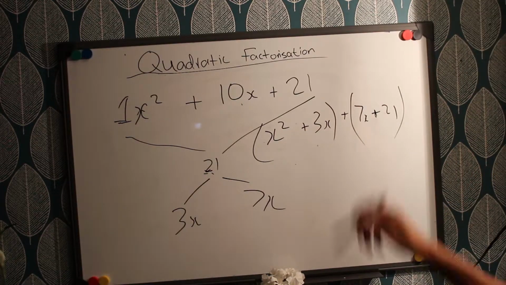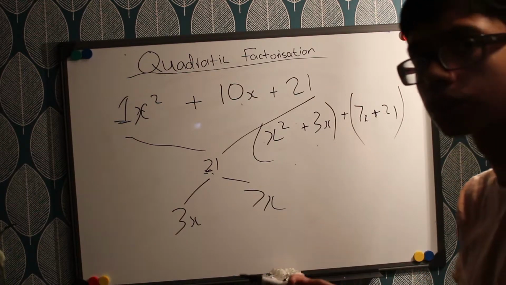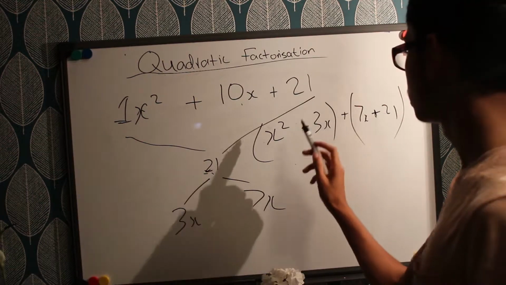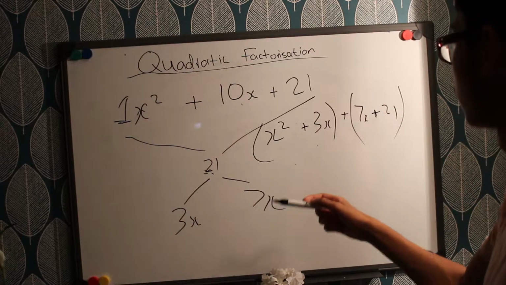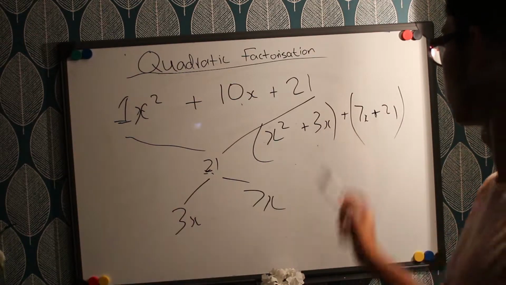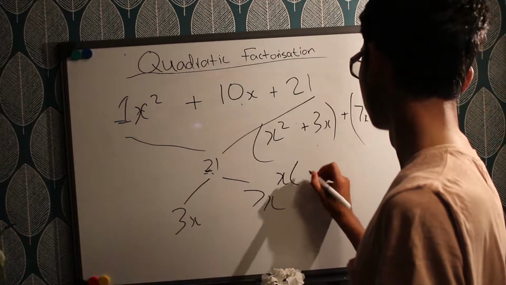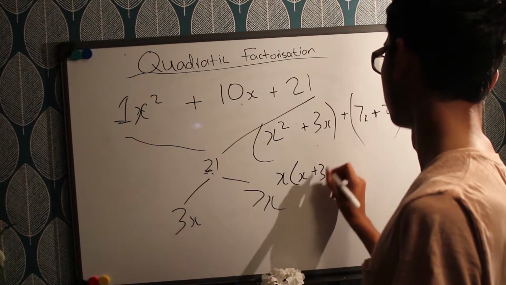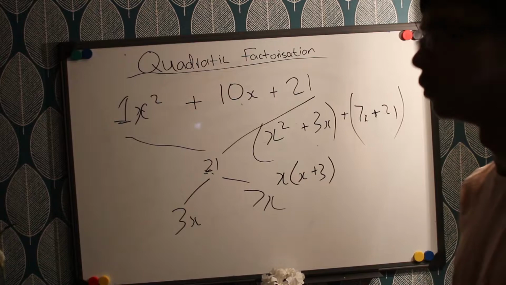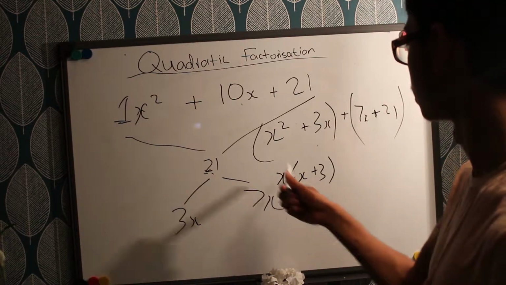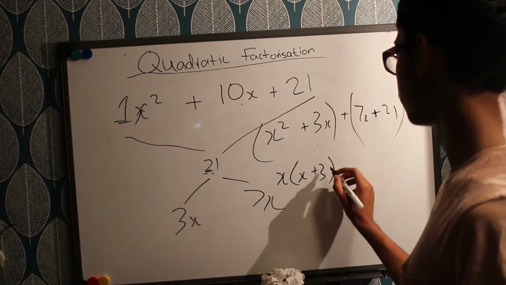So we factorize this part out first. How do we factorize? We look for the most common value. x squared plus 3x is x times x and an x, so we can take x out as common: x times (x plus 3). Whenever it's x squared plus 3x with no coefficient, just take out the x, because x times x is x squared, and x times 3 is 3x.